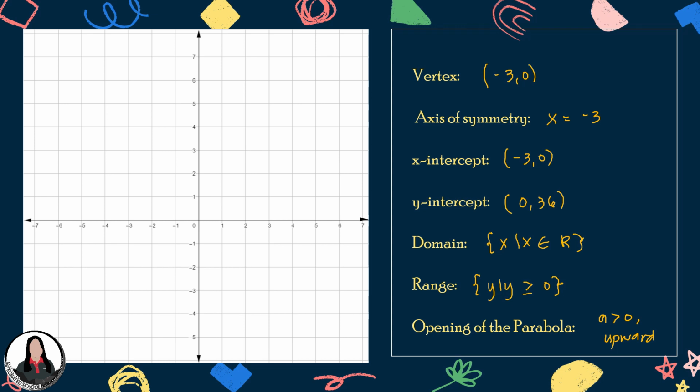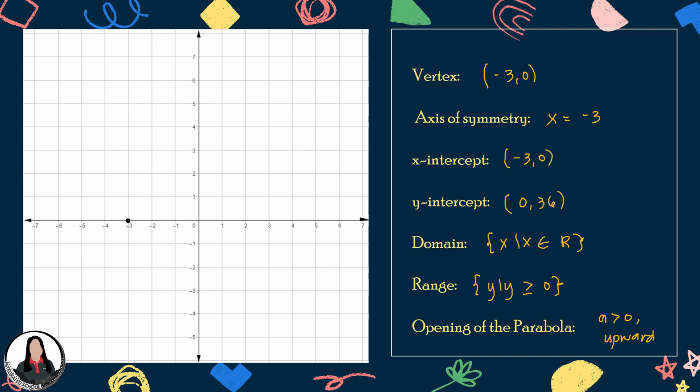Okay? So now let's start graphing. So for the vertex, it lies at the x-axis since it is the same with the value of x-intercept. So we have negative 3, 0. Okay, so the value of our vertex lies here. That is the minimum value of the parabola, because the parabola opens upward.